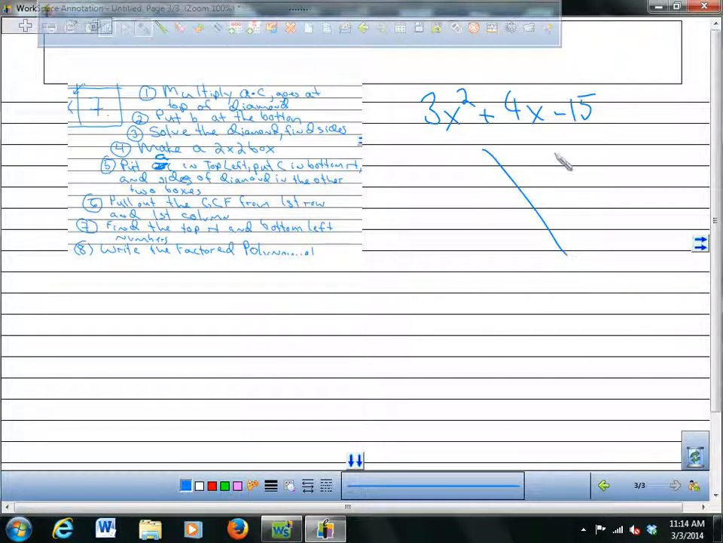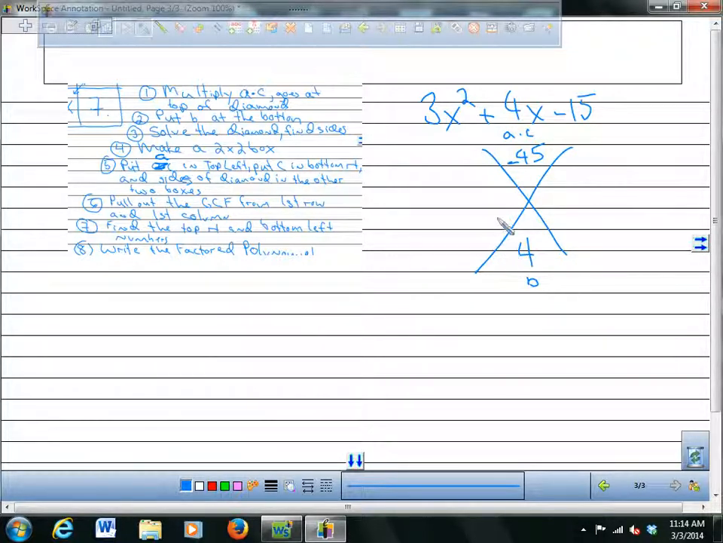Multiply A times C. What goes in the top of the box? What goes up here? What's 3 times negative 15? Negative 45. Wow, that's big enough. What goes down here? 4. Okay, so this is A times C. That's the product. This is B, right? And now I have to figure out two numbers that multiply to negative 45 and add to positive 4. Oh, go, Jordan. 9 and -5.